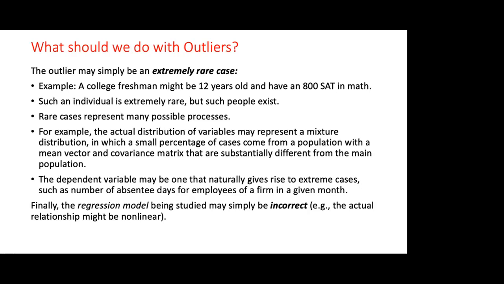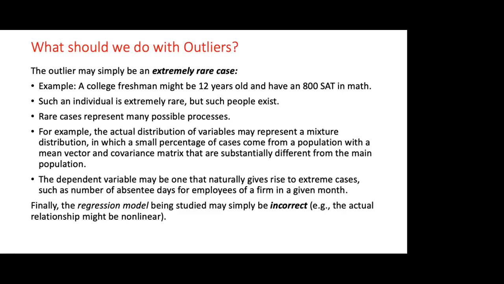come up with a hypothesis about why we see those changes and what they signify. All right, so extremely rare cases might be a college freshman that is 12 years old and has about 800 SAT in math. So that is possible, right? It's still a college freshman. It's just a very unusual case. It doesn't mean that there's some error, so that is not a contaminated observation, just something that is very rare.